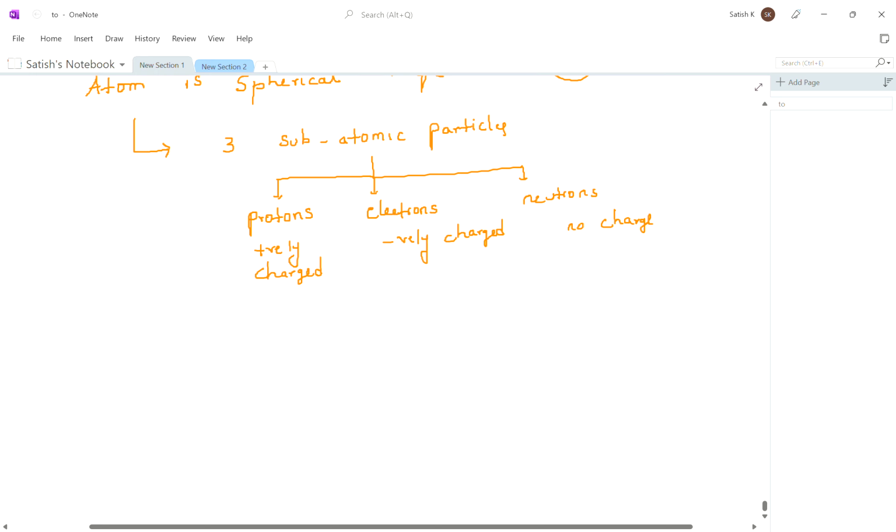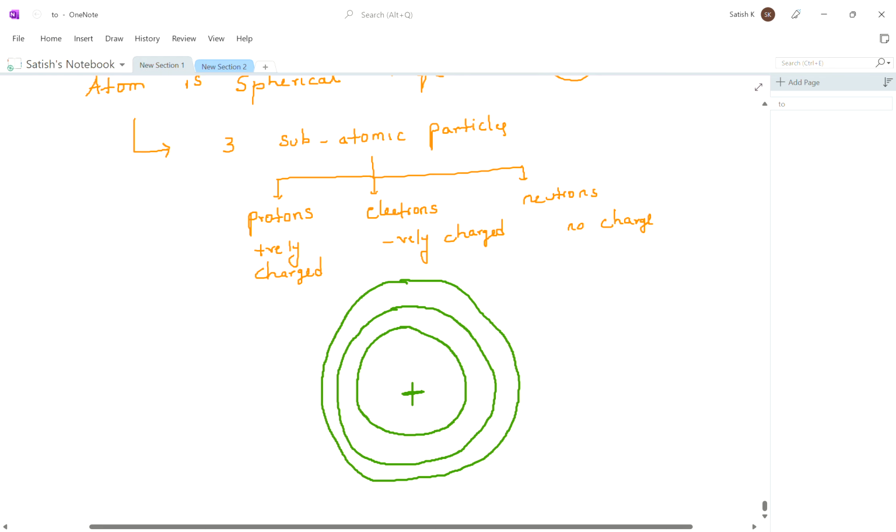Now listen guys, in the atom, in between, at the center, it is positively charged, that we call the nucleus. See, the atom is like this, spherical shape. Next, another one you can take is the orbit. Orbit is also called shells. I'll give you the explanation.